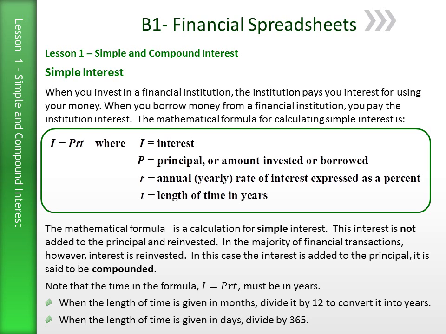The mathematical formula for calculating simple interest is I equals PRT, where I is the interest, P is the principal, or the amount invested or borrowed, R is the annual or yearly rate of interest, and T is the length of time in years. The mathematical formula is a calculation for simple interest.